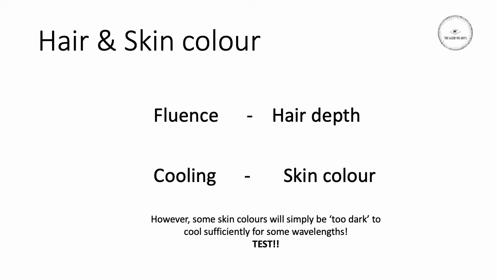However, there does come a point, there is a limit. Some skin colours will simply be just too dark, and it'll be very difficult to cool them sufficiently, particularly for the lower wavelengths. So consequently, we shouldn't really be using, for example, alexandrite, the 755 nanometers, for very dark skins, because cooling or pre-cooling the skin before you apply it might not be sufficient.